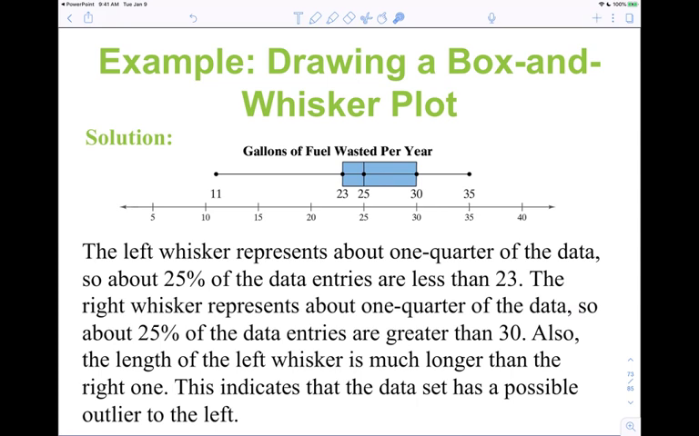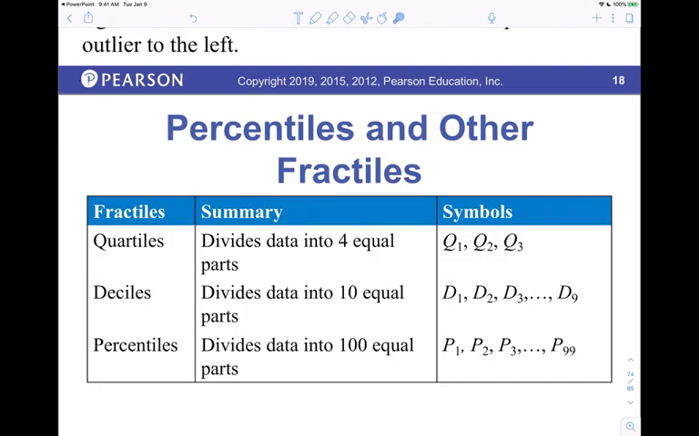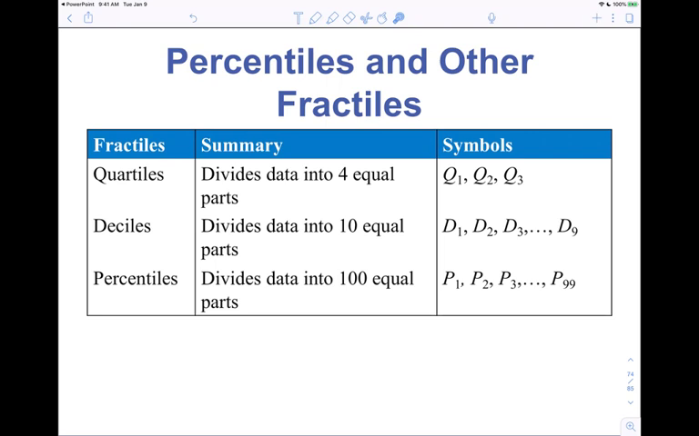We're actually almost done. So as we just did, quartiles divide the data into 4 equal parts. It gives us Q1, Q2, and Q3. Deciles divide the data into 10 equal parts. So we have D1, 2, 3 up to D9. And then percentiles divide the data into 100 equal parts, P1 up to P99.